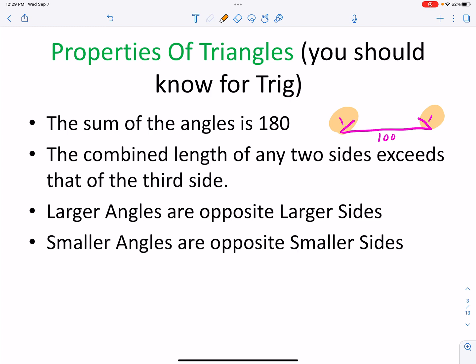But if I made this length 71 and this length 51, then 71 plus 51 is 122. So that does exceed, so I could get those to connect if I move the angle. The larger angle is across from the larger side. That's going to be important. And the smaller angle is across from the smaller side. So those are 4 things that you learned from geometry that you should be able to do.